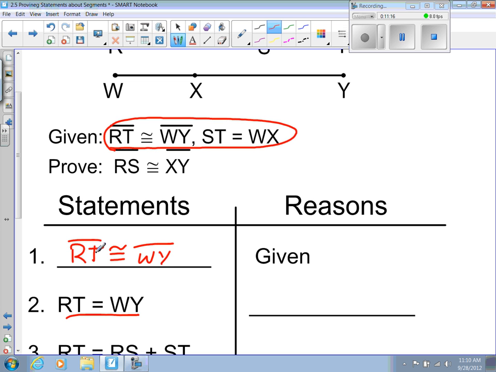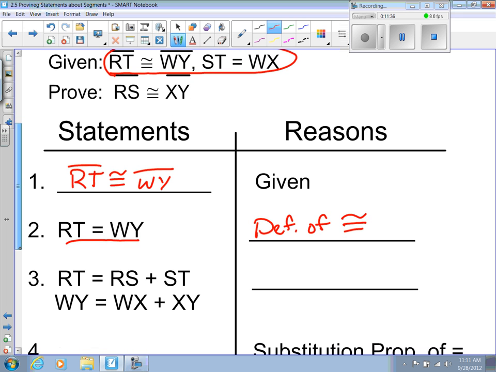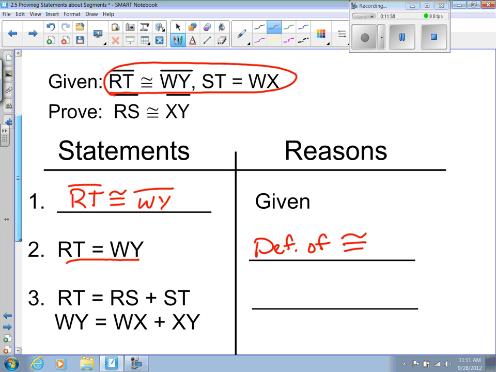So segment RT is congruent to WY. That was a given. Now, what makes us say that RT equals WY? We go from a congruent sign to an equal sign. That's the definition of congruence once again. Whenever you switch from congruent sign to equal sign, definition of congruence. Now, RT equals RS plus ST. Is that one of my givens? No, so that's not the reason.